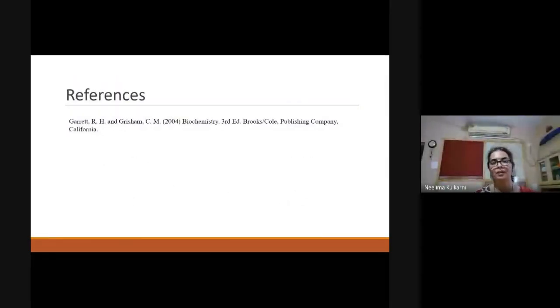The reference for this particular pathway is Garrett and Grisham, Biochemistry by Garrett and Grisham. The book describes this pathway well. It is also discussed in Nelson and Cox's Lehninger and briefly in Conn and Stumpf.